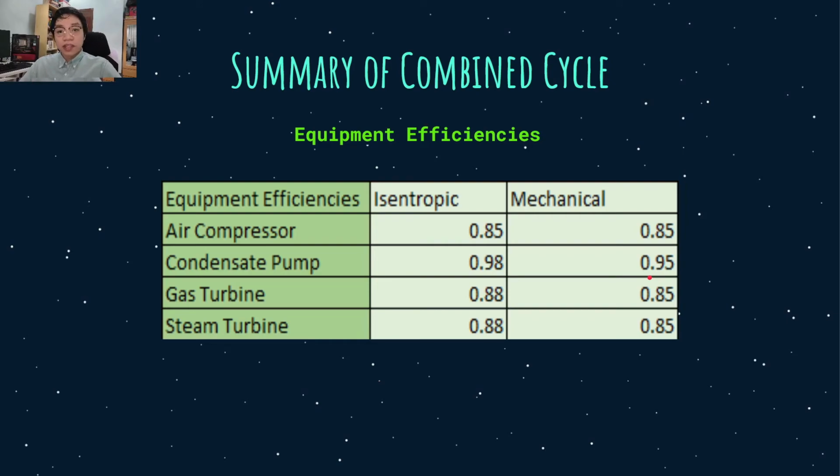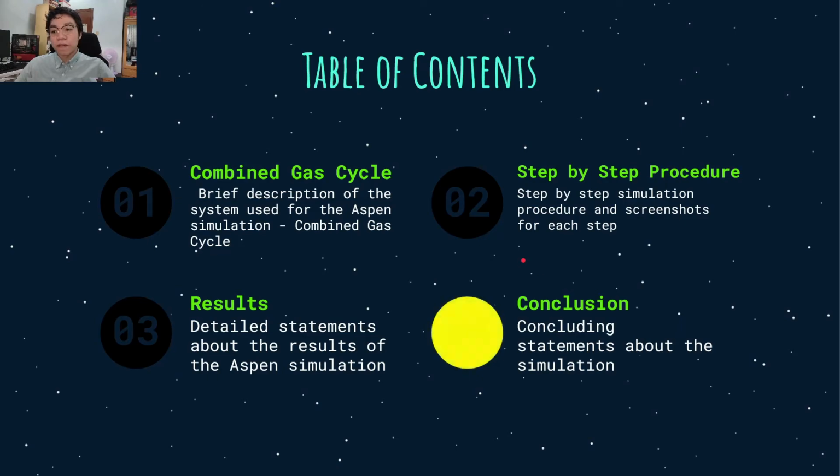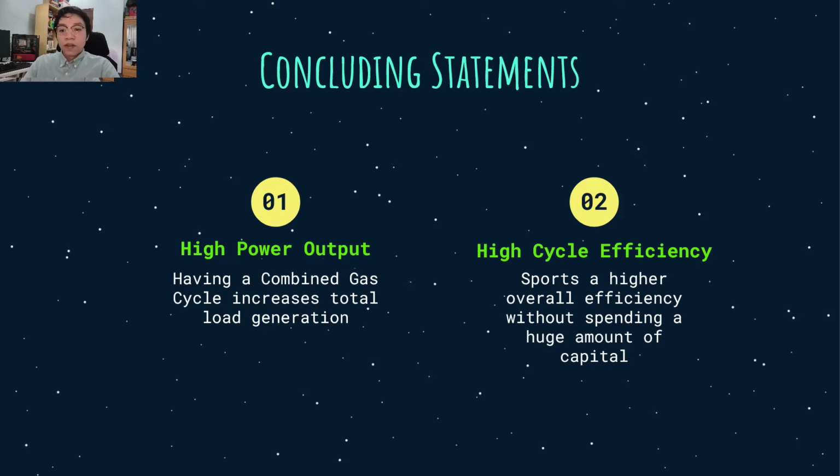We also summarize our equipment efficiencies for the entire cycle. As we said before, the air compressor's isentropic and mechanical efficiency is at 0.85. For the condensate pump, the isentropic is at 0.98 and its mechanical is 0.95. And for the gas and steam turbines, they both have an isentropic efficiency of 0.88 and a mechanical efficiency of 0.85. And finally, we come to the conclusion of my project, which is the concluding statements of the simulation.